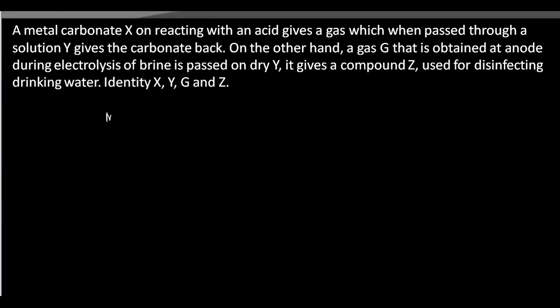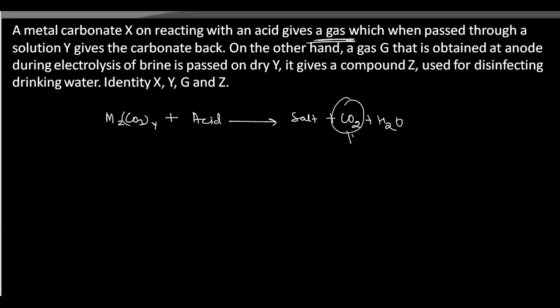Metal carbonate हम लोग को पता है कि metal carbonate is one that is having metal, जिसमें यहाँ पर 2 होगा और CO3 group के साथ यहाँ पर कोई भी Y, Z हो, कुछ भी हो सकता है. We don't know. So metal carbonate when it reacts with acids, it will give you salt plus carbon dioxide plus water. So it is being given a metal carbonate X on reacting with acids gives a gas, and that gas is carbon dioxide. This gas, when passed through a solution Y, gives the carbonate back.